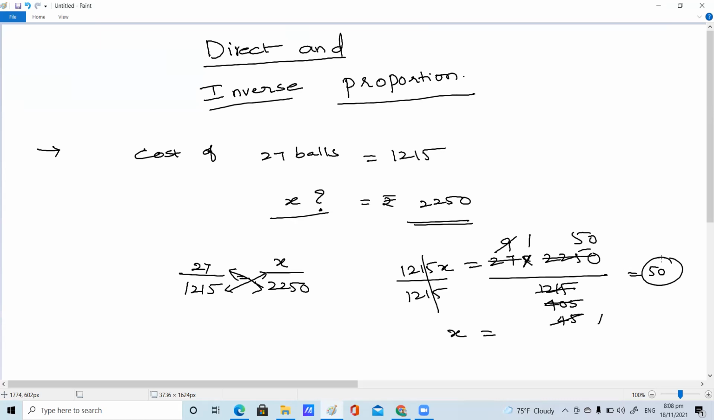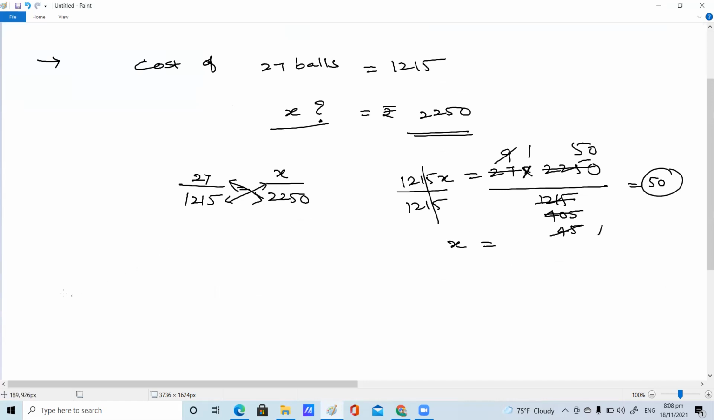Shall I give one or two more, children? You can try, children. Please solve and practice in your book. How much money must be paid for 34 kilograms of salt if 4 kgs cost 37 rupees? One minute, children. I'll write on screen. 4 kgs cost rupees 37. You need to find 34 kgs.